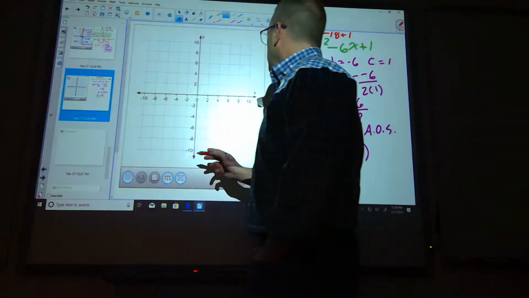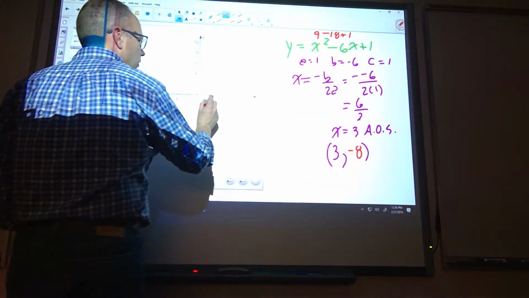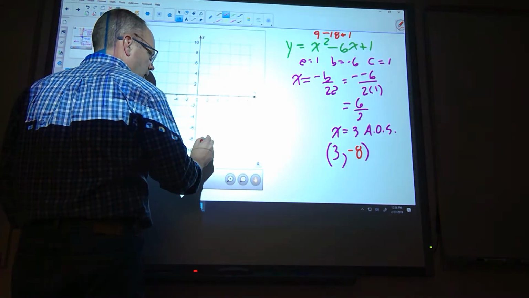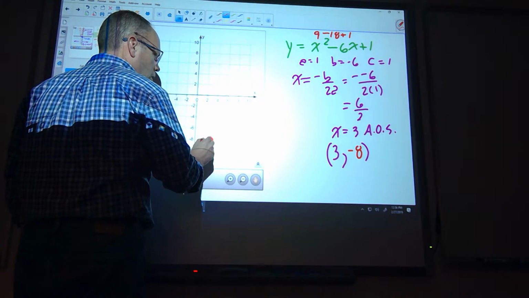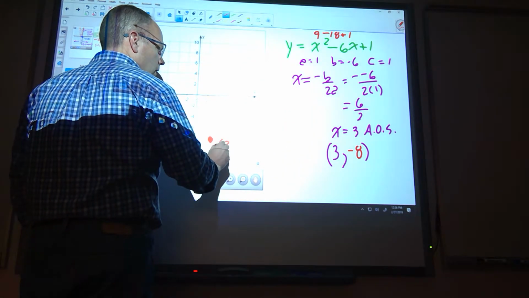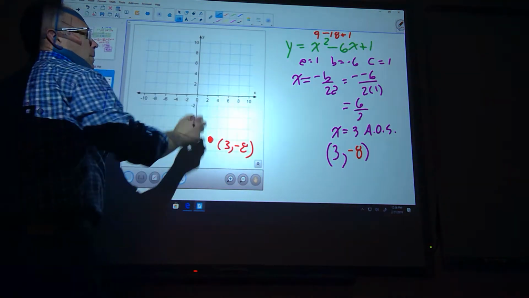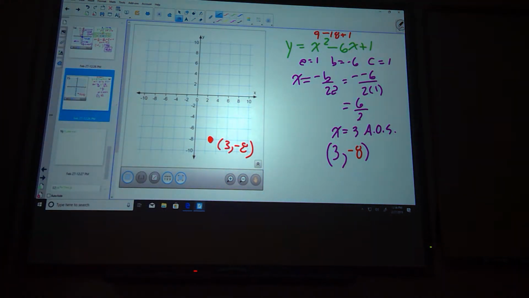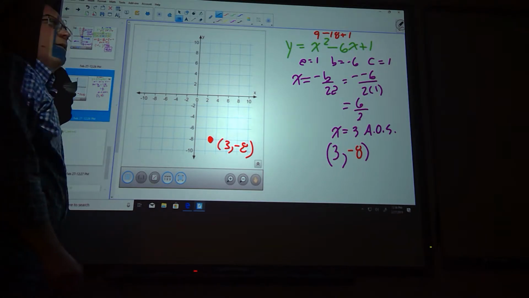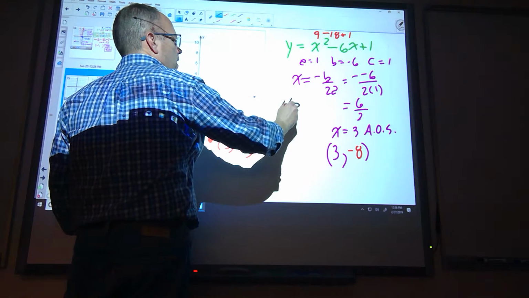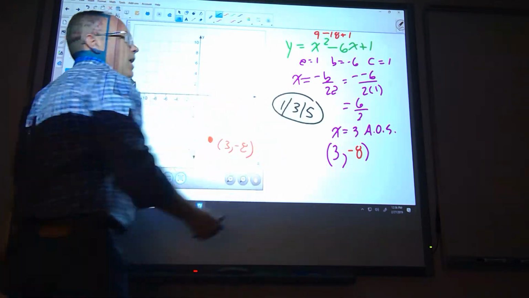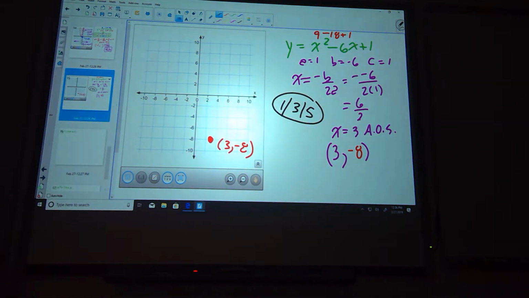So 3 is right there. -8 is down here. Does this parabola open up or down? Up. Okay. Is my pattern graph going to be 1, 3, 5 or is it different? It's 1, 3, 5. Everyone agree? Why does it stay 1, 3, 5? Because my A value is 1.